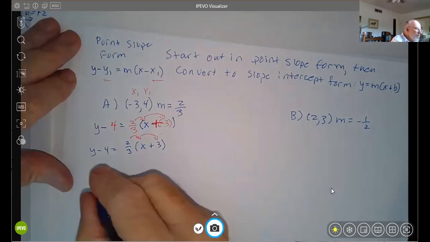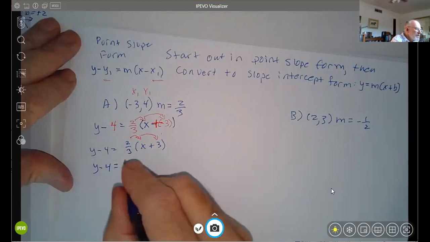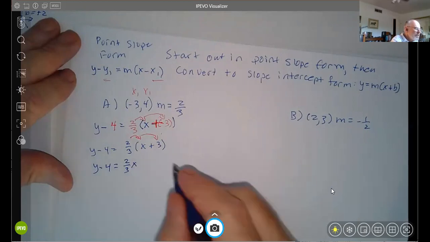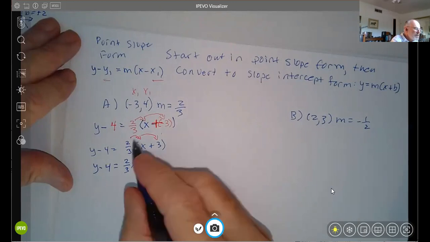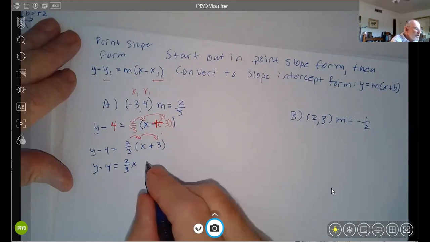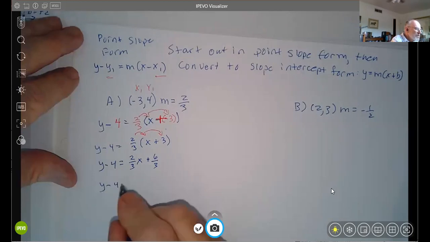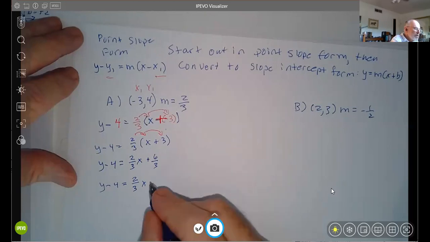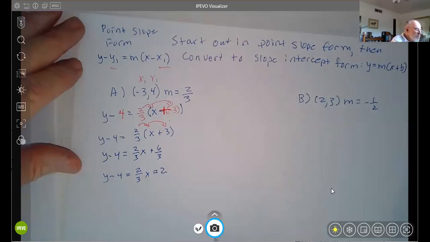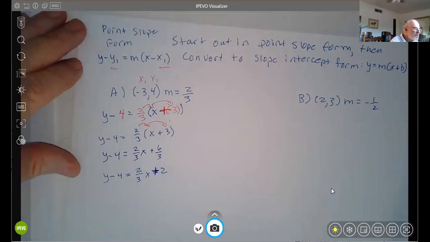So y minus 4 equals 2/3 times x, and then 2/3 times 3. Let's see here. 2 times 3 is 6/3. So plus 6/3. Now we're going to have to simplify that. So y minus 4 equals 2/3 x. Now 6 divided by 3 is 2. So 2/3 x plus 2. Y minus 4 equals 2/3 x plus 2.